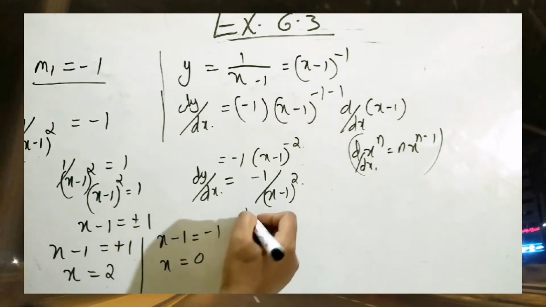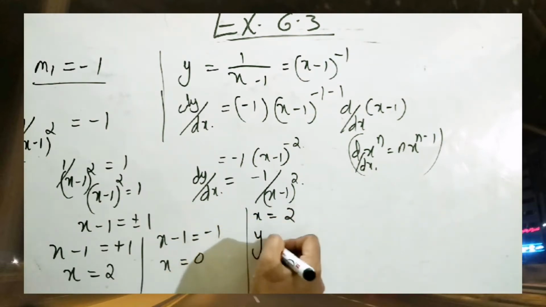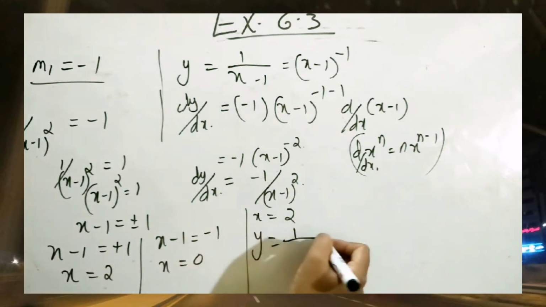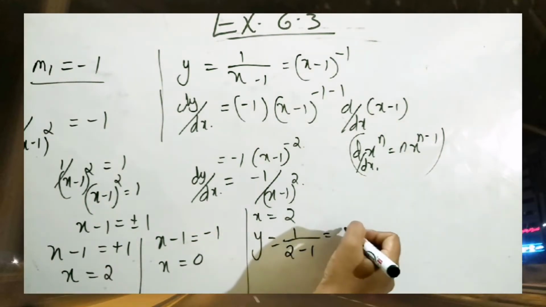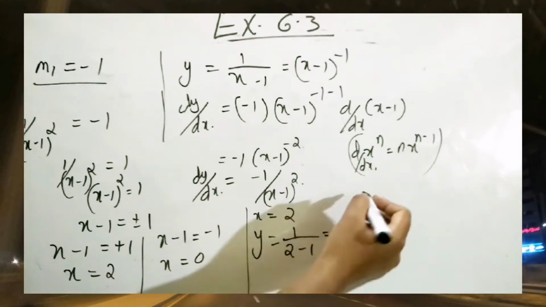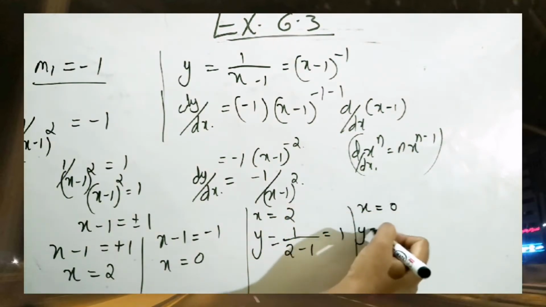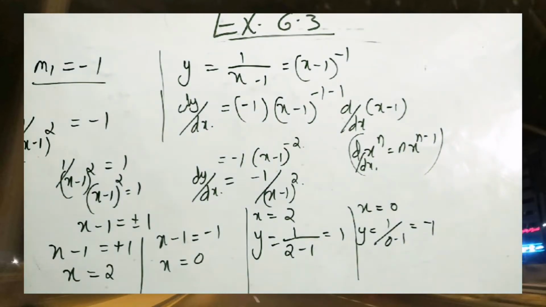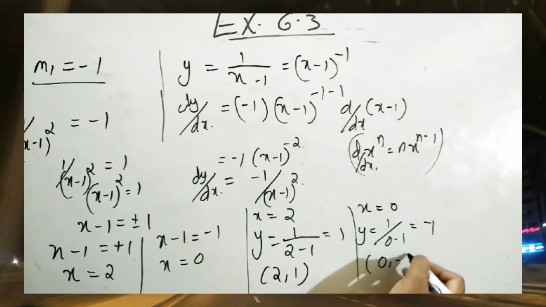If x is equal to 2, what is our y? 1 divided by (x minus 1) is our y. So 1 divided by (2 minus 1) is equal to 1. Now if x is equal to 0, y is equal to 1 divided by (0 minus 1), that is minus 1. Corresponding to 0 we have minus 1 and corresponding to 2 we have 1. That means the ordered pairs are (2, 1) and (0, minus 1). So we got two points.